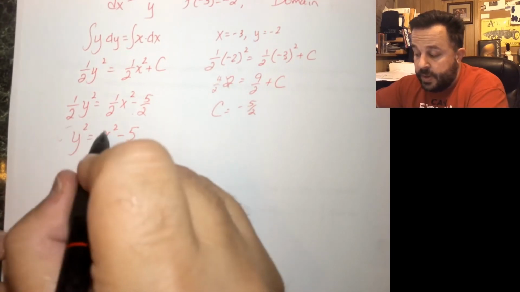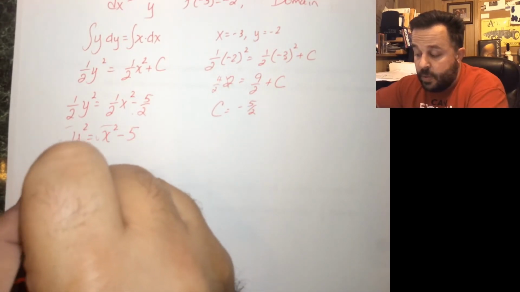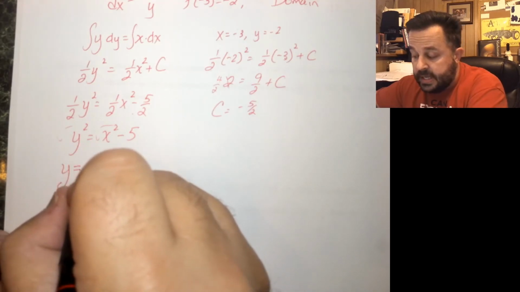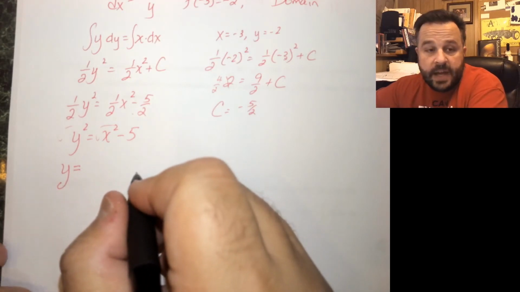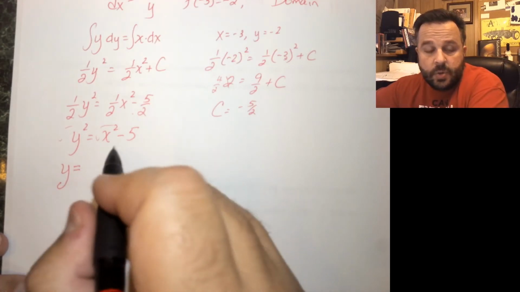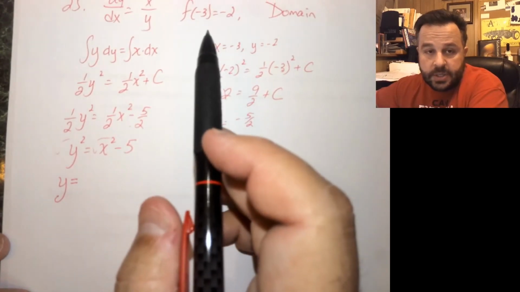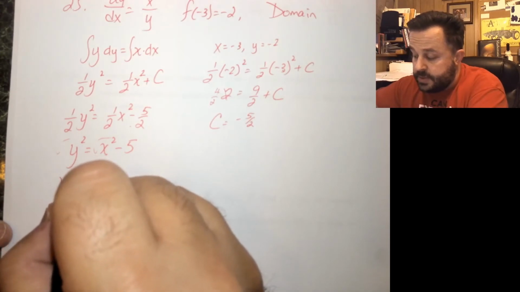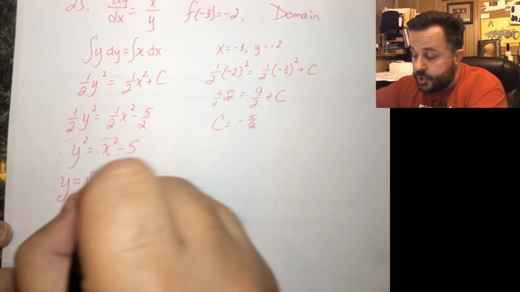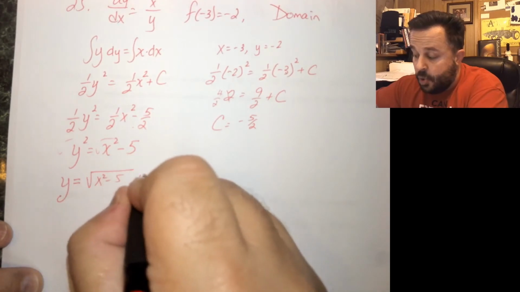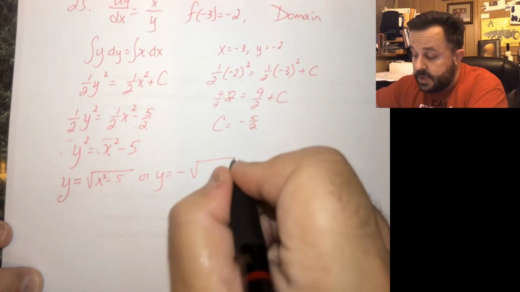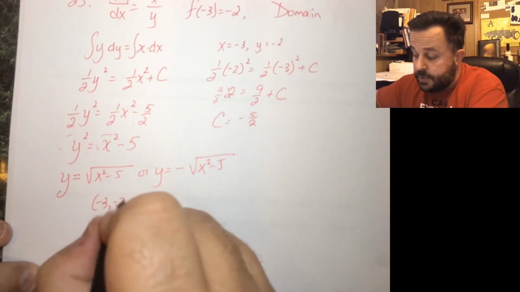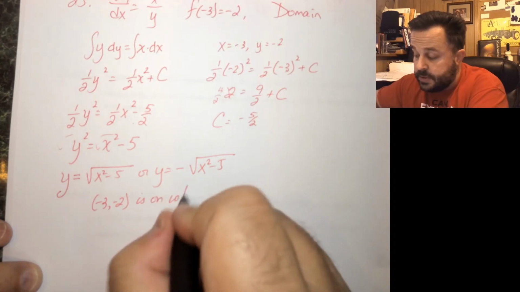Now when I go to take the square root, that's going to give me a y on this side, and that's either going to equal positive or negative the square root of x squared minus 5. So the question is, when I use this initial condition, will I want positive or negative square root of x squared minus 5? So let's just go ahead and write it. I'm going to get y is equal to either the square root of x squared minus 5, or y is going to equal the negative square root of x squared minus 5. But again, negative 3, negative 2 is on which function?